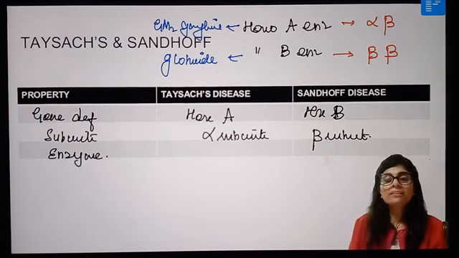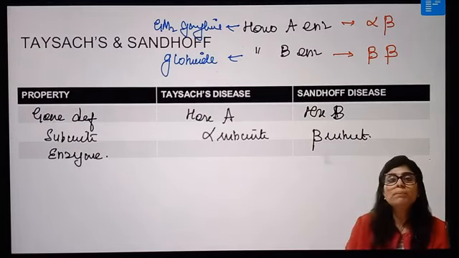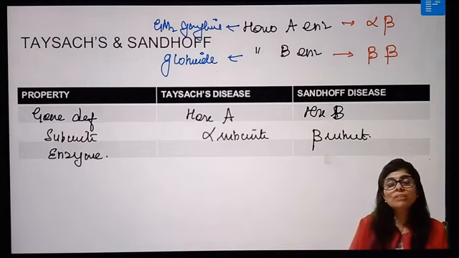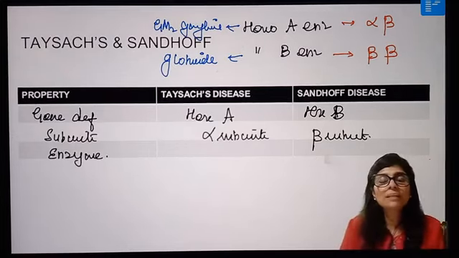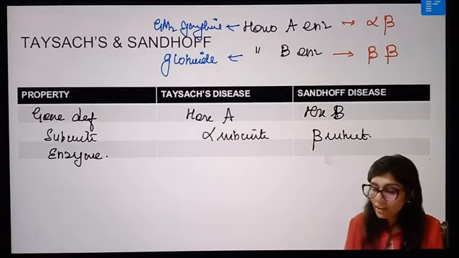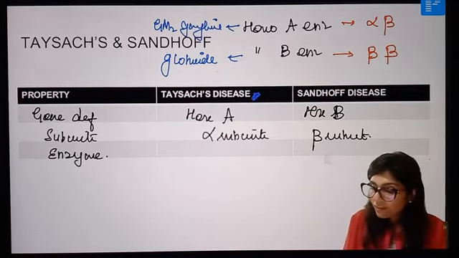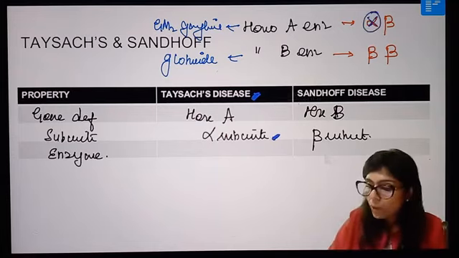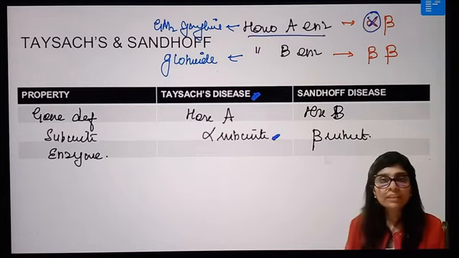Have you all memorized it? Hexosaminidase A enzyme, alpha beta subunit; B enzyme, beta beta subunit. A enzyme metabolizes GM2 ganglioside, B enzyme metabolizes globoside. In Tay-Sachs, when the alpha subunit is defective, only one enzyme will be defective.